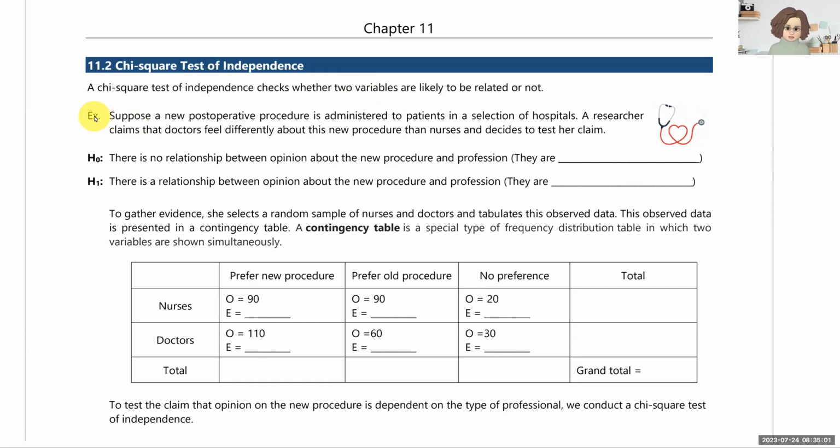Suppose that a new post-operative procedure is administered to patients in a selection of hospitals. A researcher claims that doctors feel differently about this new procedure than nurses and decides to test her claim.